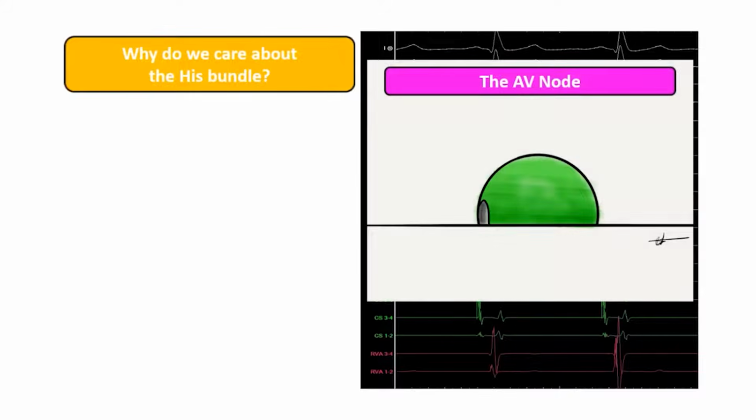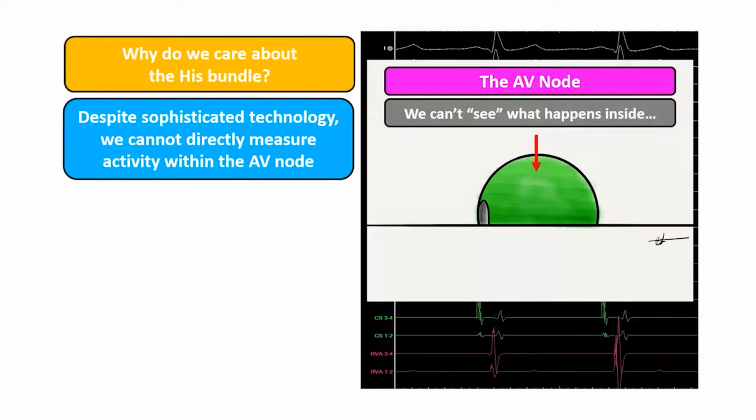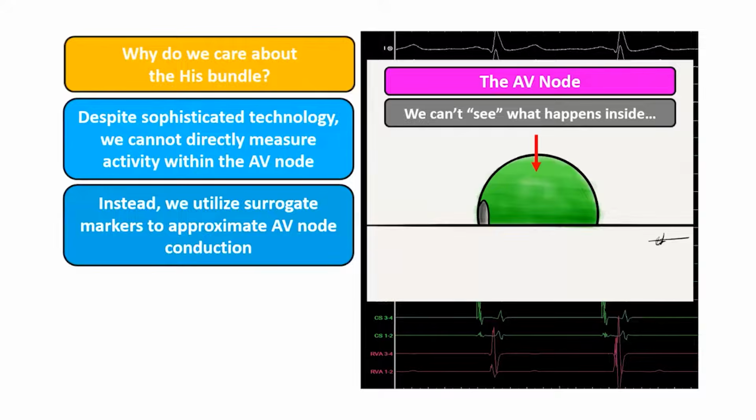So the question is, why do we care about the HIS bundle? Well, here's a little cartoon that I've drawn to represent the AV node. One thing that might be surprising to you is that despite our sophisticated technology, we actually cannot directly measure the activity within the AV node. We can't see what's occurring inside the mountain. Instead, we utilize surrogate markers to approximate AV node conduction and AV nodal conduction properties.